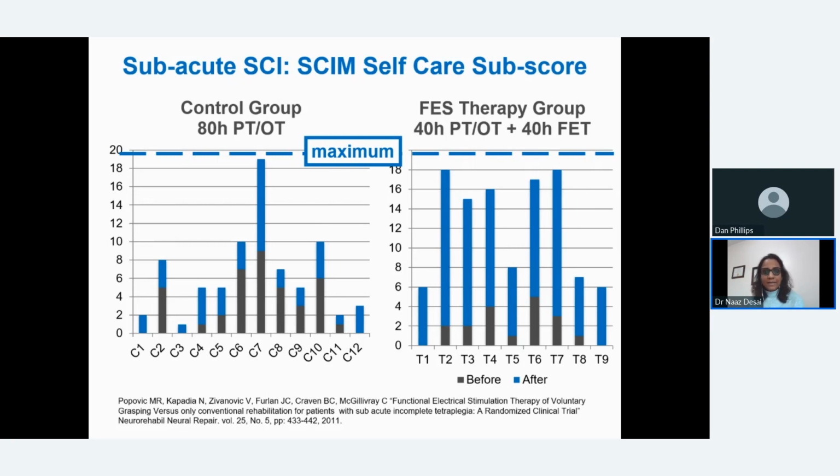So again, the y-axis is the score on the SCIM, and the x-axis is individual patient scores at baseline in the gray bars, and then the blue bars indicate the improvements that they have realized upon completion of therapy. So again, as we can see, both groups improved. However, the median change for the FES group was 12 points, and that for the control group was 3 points.